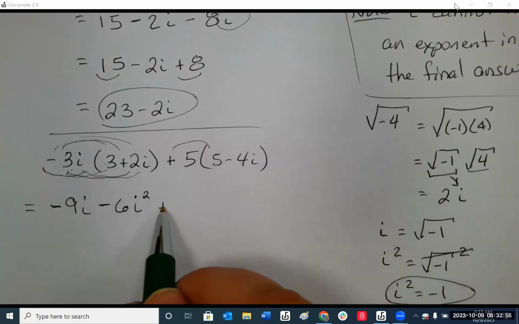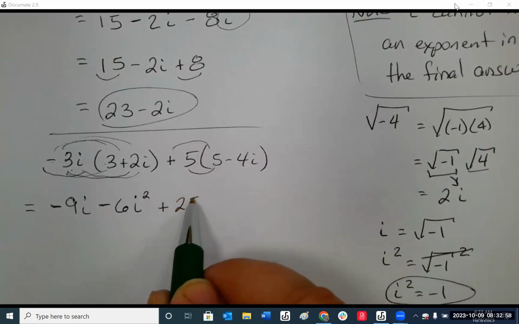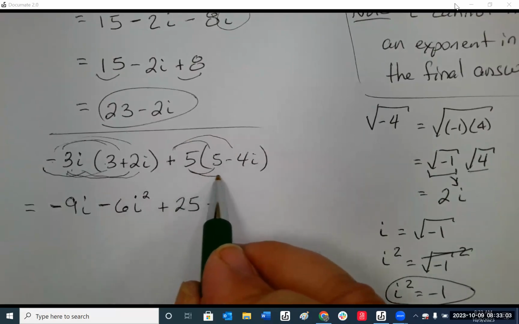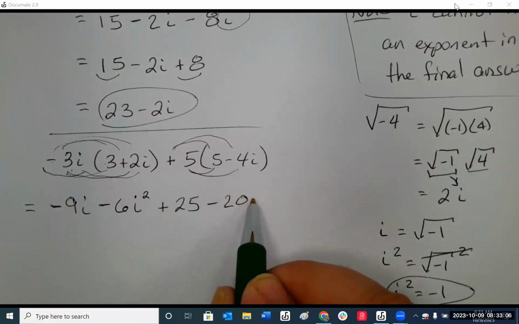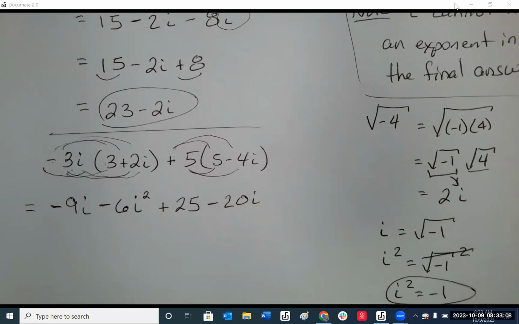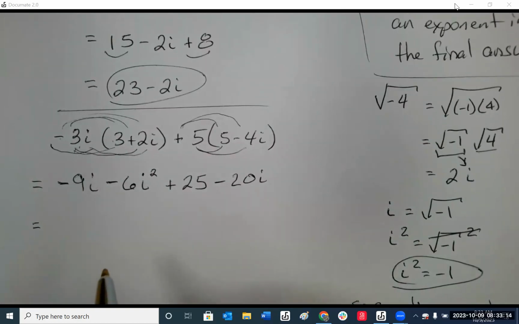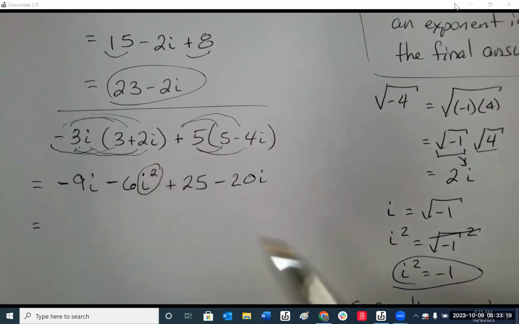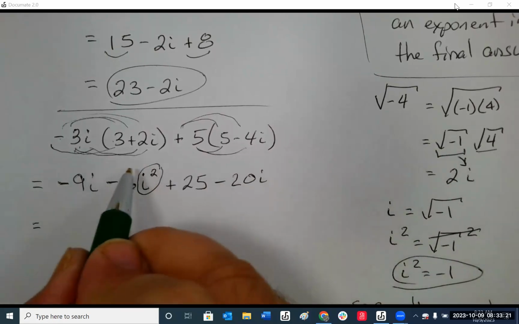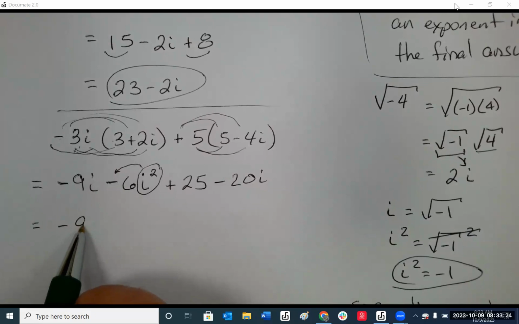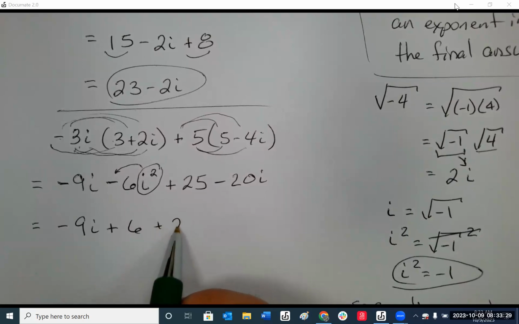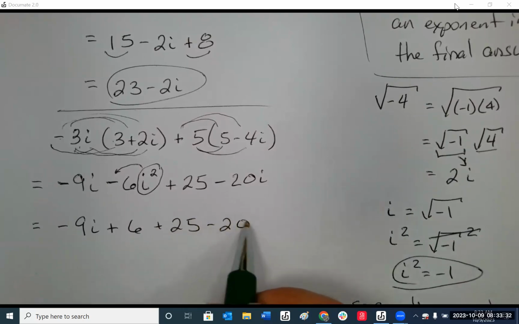Positive times positive is positive. 5 times 5 is 25. Positive times negative is negative. 5 times 4 is 20i. Order of operations: do exponents first. So this one changes this sign. So we have negative 9i plus 6, and drop that i squared. Minus 20i.